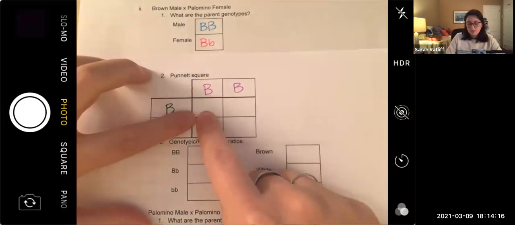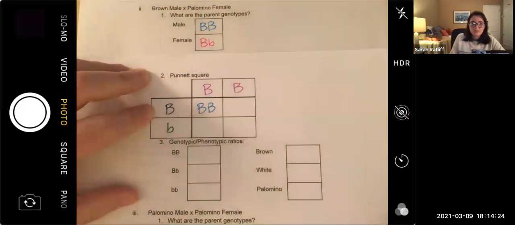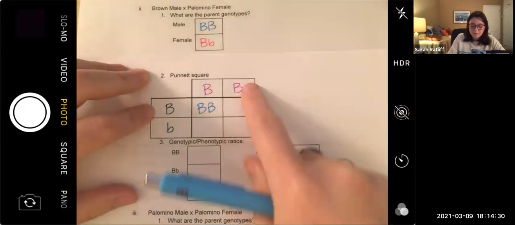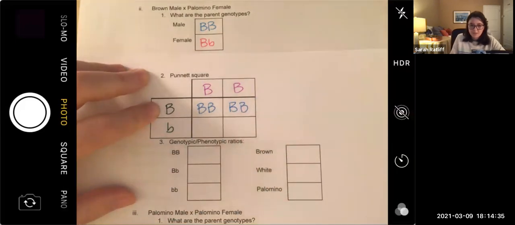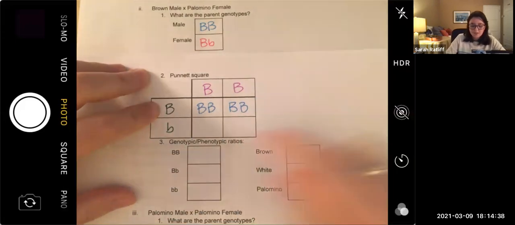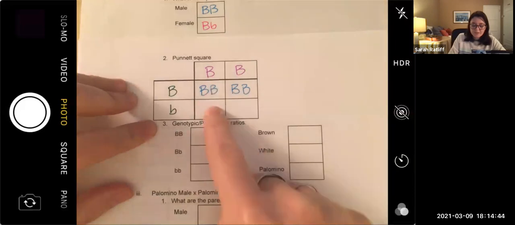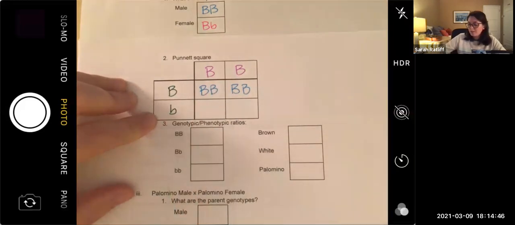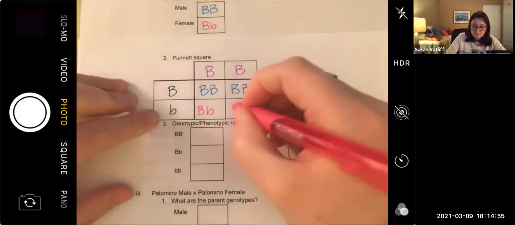So let me get my colors out here. We're going to get a big B from dad and a big B from mom. This will give us our homozygous dominant. Moving over, we're going to get a big B from dad and a big B from mom. Another homozygous dominant. Now, moving on to this last row down here. Big B from dad, little b from mom. That will give us our heterozygote, or Palomino. And the same thing here, we get a big B from dad and a little b from mom.